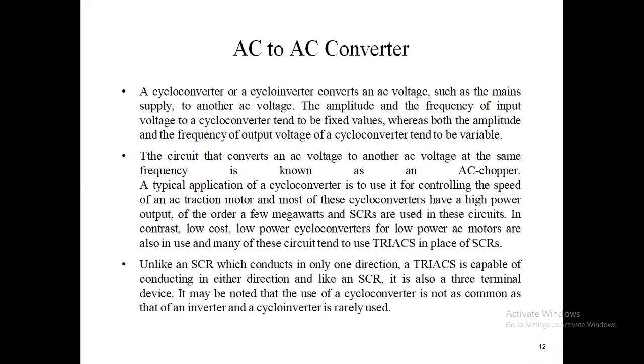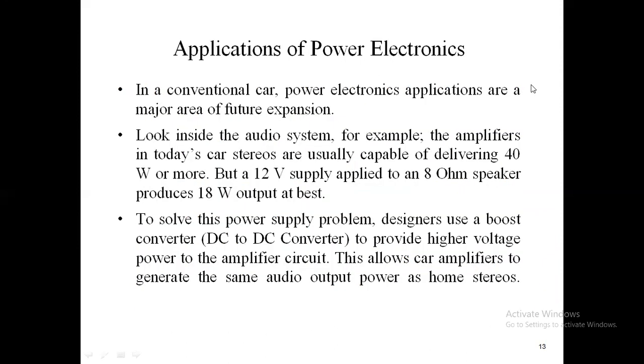So if they are connected in the opposite direction, then one device will be flowing the current in one direction and the other will be allowing the current in the opposite direction. So we simply add two devices in opposition, and one device will be responsible for conducting in the forward direction, and the second device will be responsible for the conduction in the opposite direction. So this is about the AC to AC conversion.